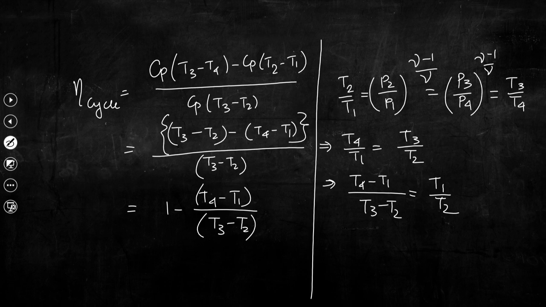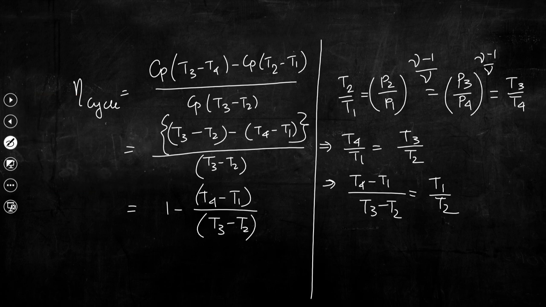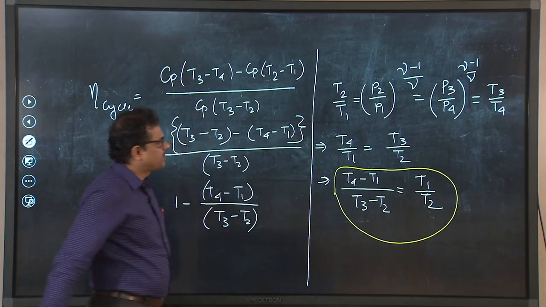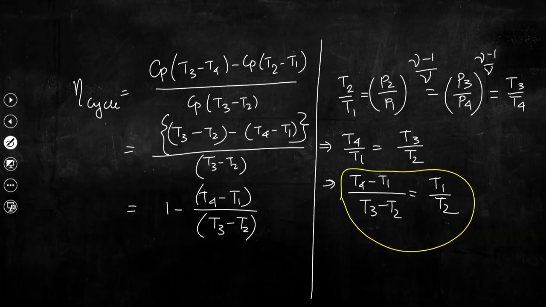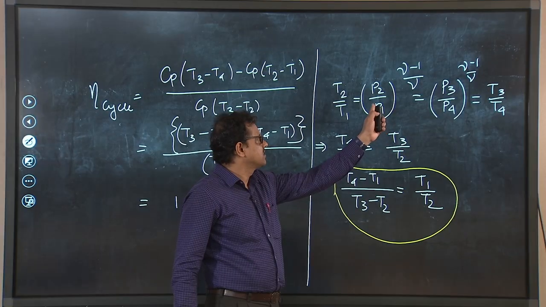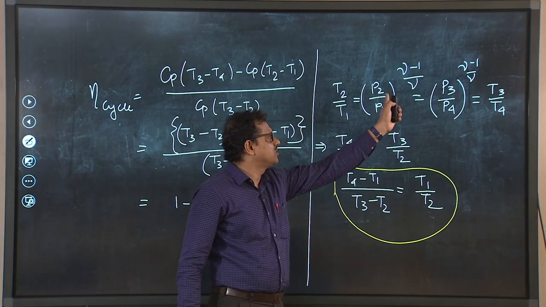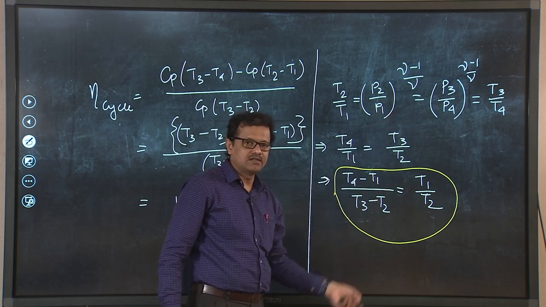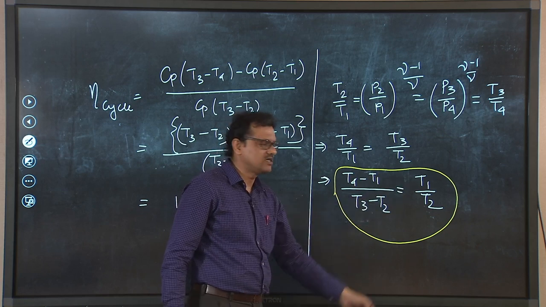Right, simply T 1 by T 2. So, this is what we had obtained using the air standard equation by representing the compression process like this. Because P 4 equals P 1 and P 3 equals P 2, we could write the ratio of T 4 minus T 1 to T 3 minus T 2 like T 1 by T 2.